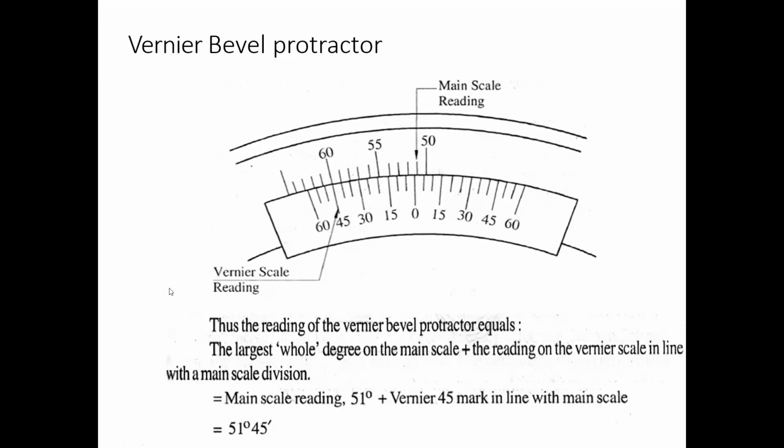Therefore, here you can observe the main scale reading is 51 and vernier 45 mark in line with main scale. Therefore, 51 degree, 45 minutes. 51 degree, 45 minutes. If you observe clearly in this case, here it is 0, 5 minutes, 10 minutes, 15 minutes, 20, 25, 30, 35. Each division value on the vernier is 5 minutes. Likewise, you are going to take the reading with a vernier bevel protractor.